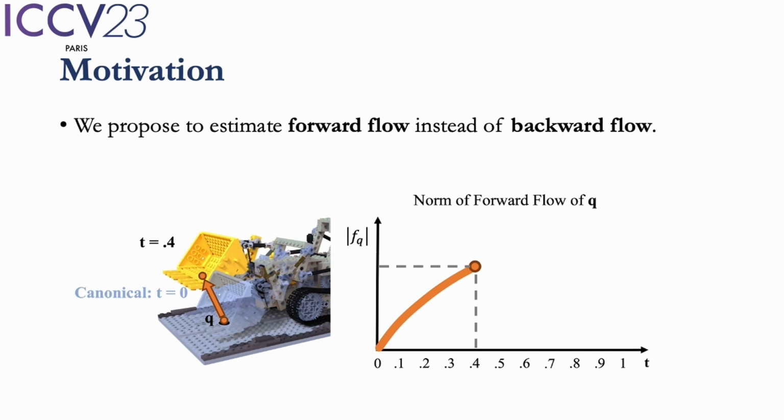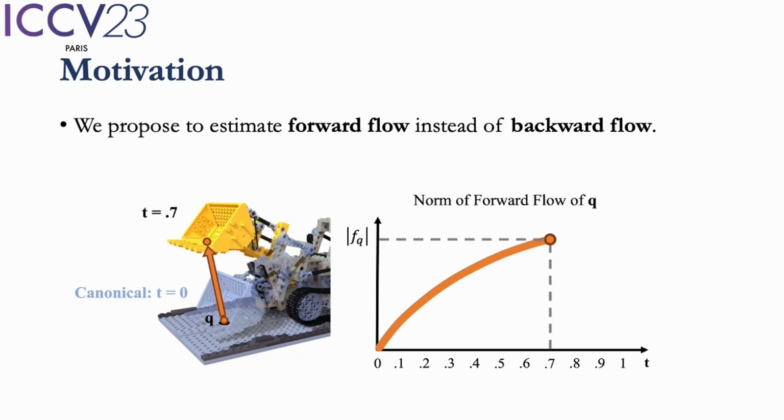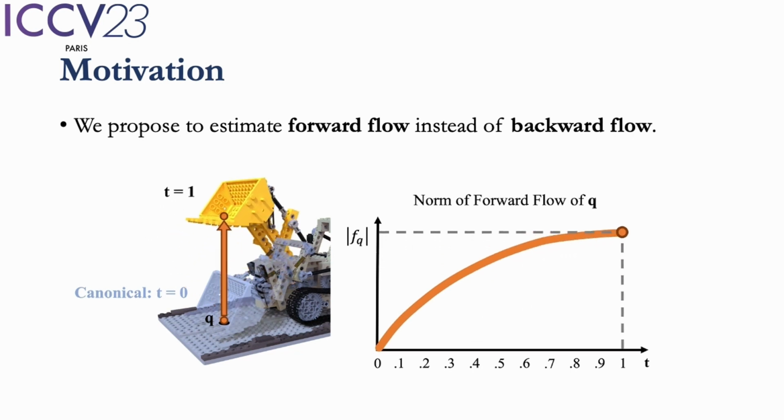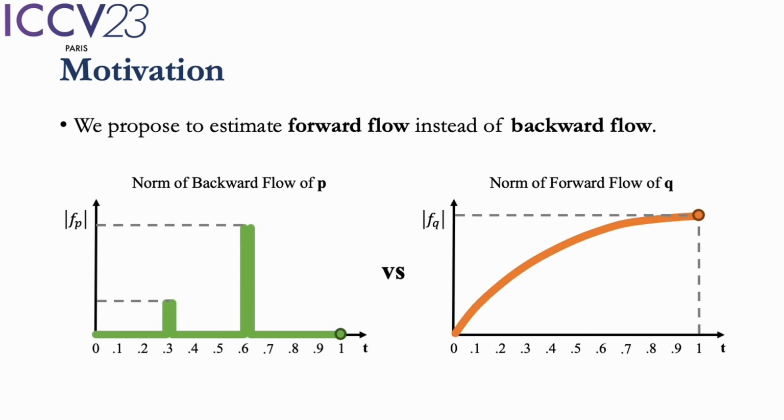As shown in the figure, the forward flow of point Q is smooth over the timeline, which benefits the learning of the motion model. This is the direct comparison of backward flow and forward flow. The forward flow we proposed is much easier for deformation learning.